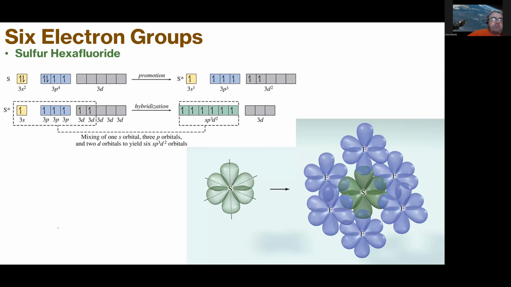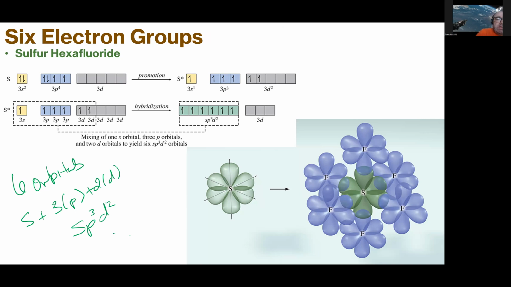Let's talk about sulfur hexafluoride. This is 6 electron groups. 6 electron groups means we're going to need 6 orbitals. And so we're going to have s, we're going to have 3 p orbitals, and we're going to have 2 d orbitals. So we're going to get sp3d2, and these guys are going to be octahedral.